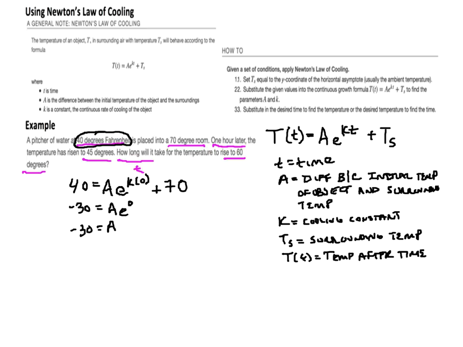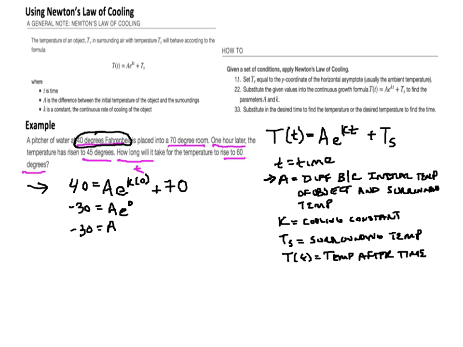And think about this. Remember I just told you over here to the right that A is equal to the difference between the initial temperature of the object and the surrounding temperature. We started at 40, we subtract 70, and I get negative 30. This is how that happens. This is how that shows up, like it does in this particular formula.